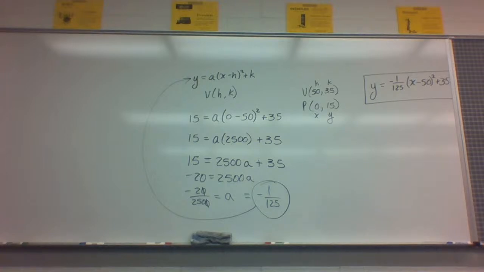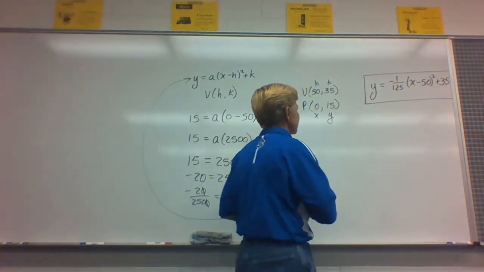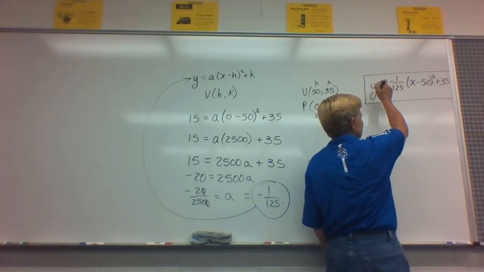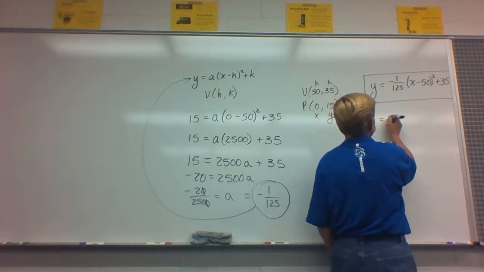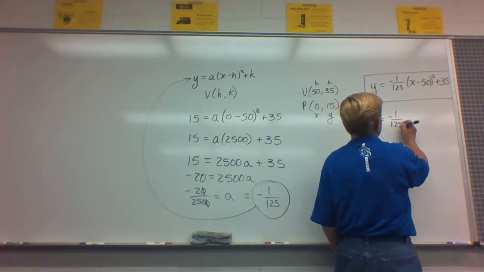There it is. The performer lands 90 feet from the cannon. What's the height of the net? What is that 90? An X or a Y? X. An X. This will be a Y. This is a height. So we use this and we say Y equals, what'd you say?